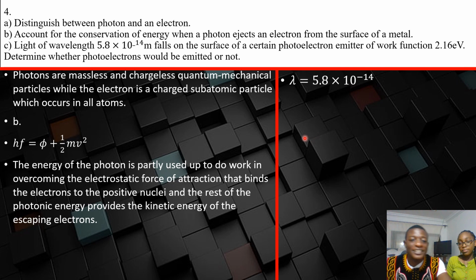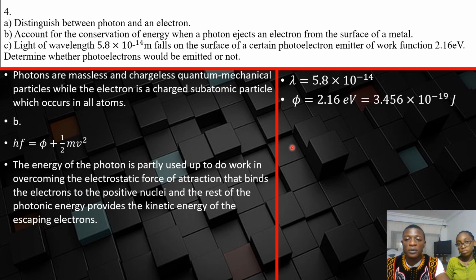All right, guys. So to determine whether we're getting photoelectrons or not, the first thing you have to recognize is that I've written this work function. It's the data that I've given you, but it's in electron volts. I've converted it to joules because this electron volt is basically equal to the charge on an electron, right? Which is 1.6 times 10 to the negative 19. So multiply with 2.16, you get the energy in joules.